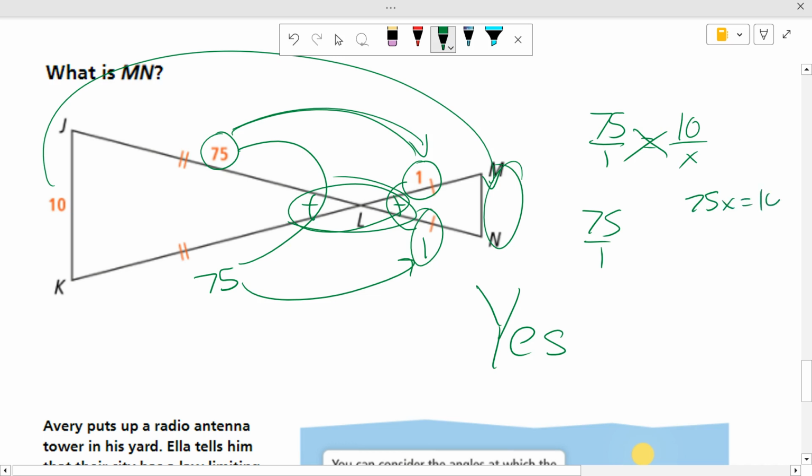75x equals 10, so x equals 10 divided by 75. 10/75. Somebody, it'll be a decimal. What's 10 divided by 75? Should come out to be a fairly nice decimal, I hope. 0.13 repeating is the length of MN.